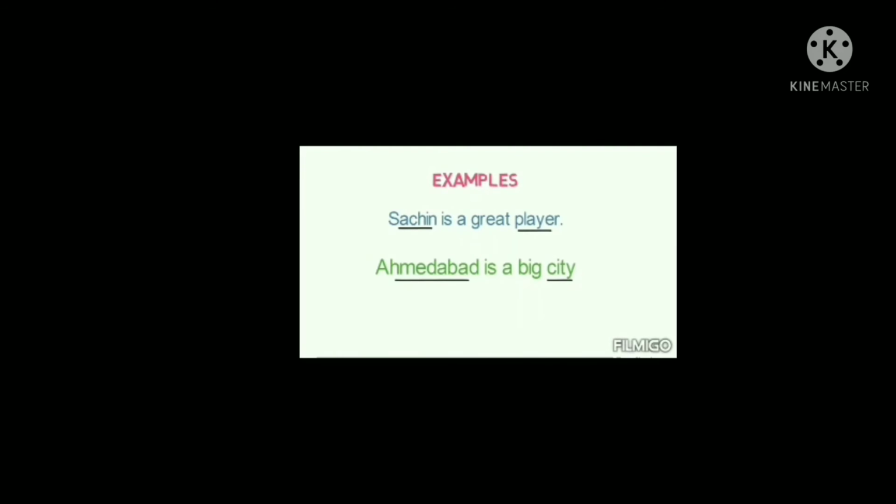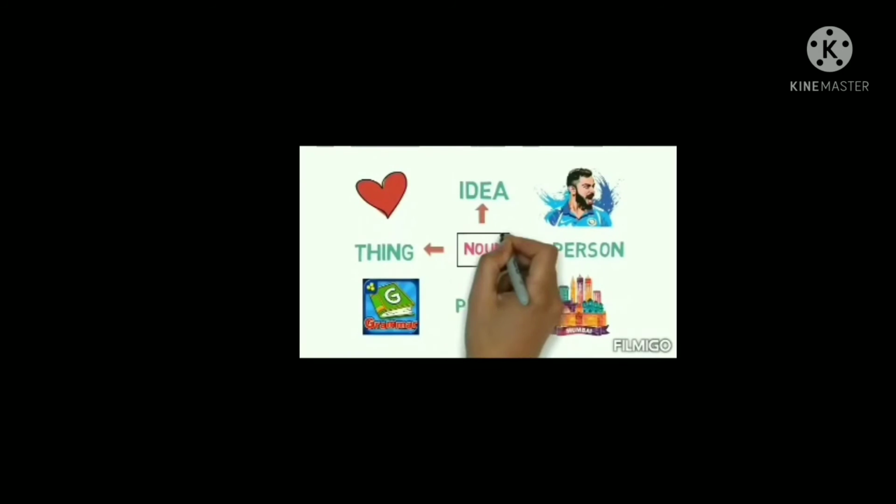Let's look at one more example. Honesty is the best policy. Here, honesty and policy both come in the category of idea, so they are nouns. Once again, I repeat, a noun is a name of a person, place, thing and idea.